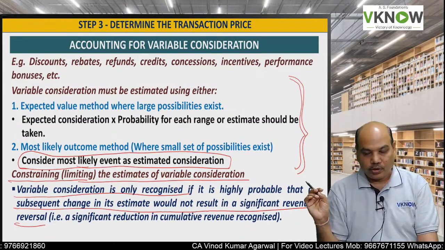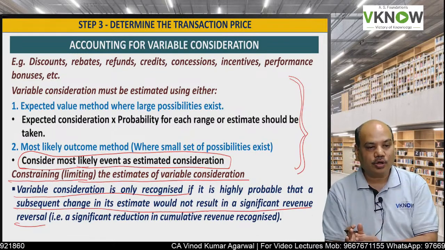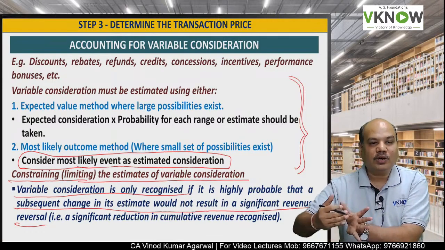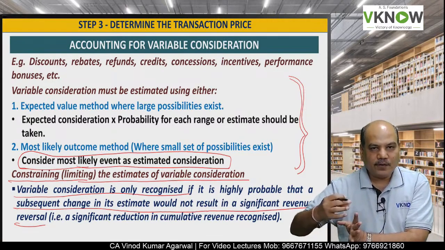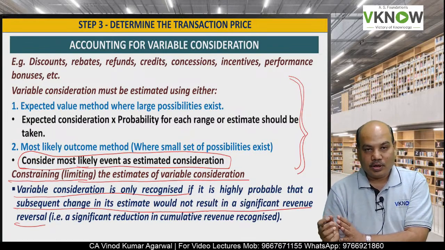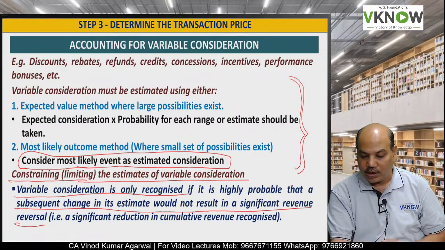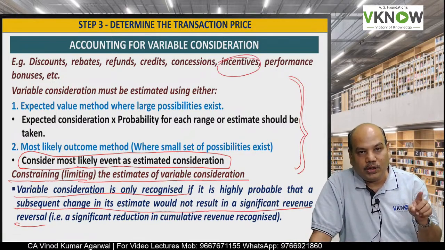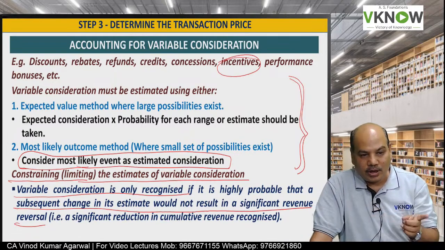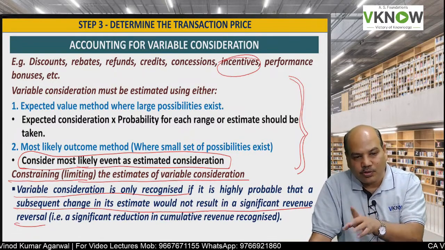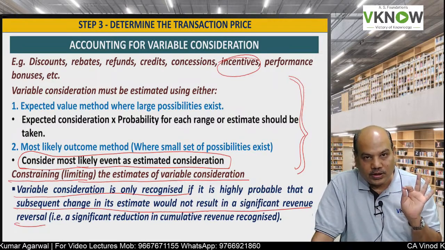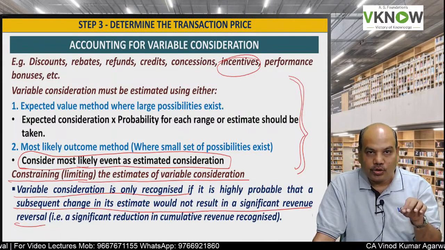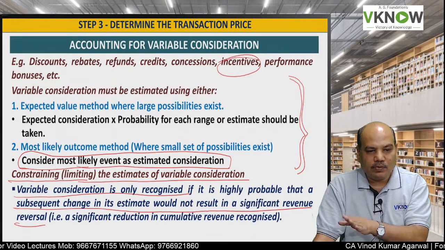Like for example, in case of a construction contract, the question in the exam and in your study material, that if you complete the work on time, you will get 5,000 rupees extra. Now this 5,000 is a variable consideration that will be received by the entity only if the work is completed on time and as per the specification, as per the quality. But you will consider that in revenue only when you are sure that a significant reversal will not take place.